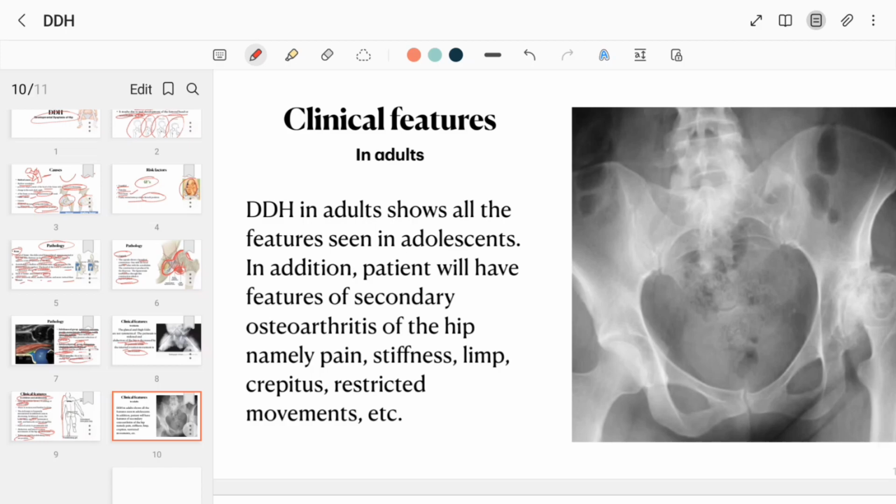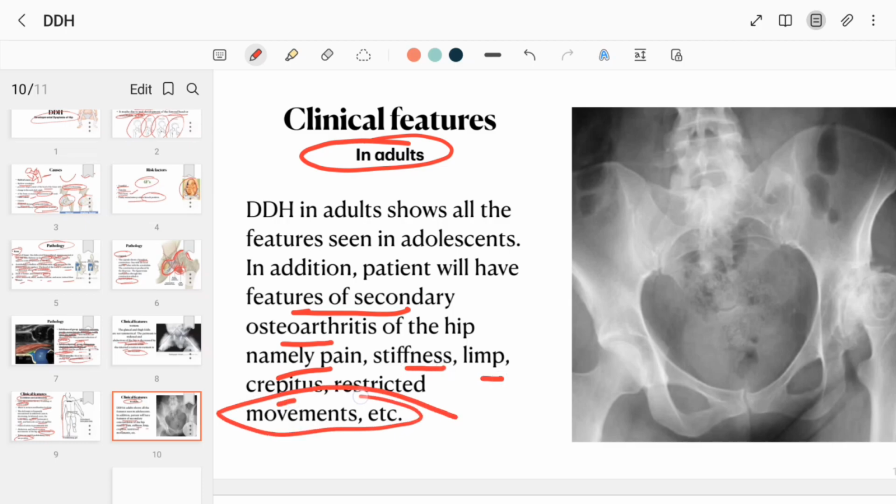The most commonly seen clinical features in adults: DDH in adults shows all the features seen in adolescents, and in addition the patient will have the features of secondary osteoarthritis of the hip, mainly pain, stiffness, limb crepitus and restricted movement.